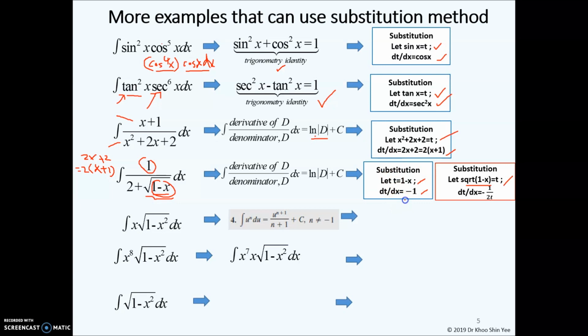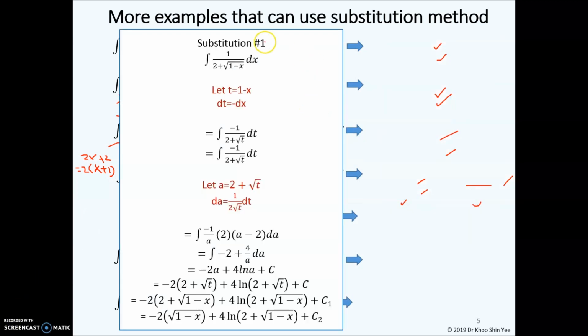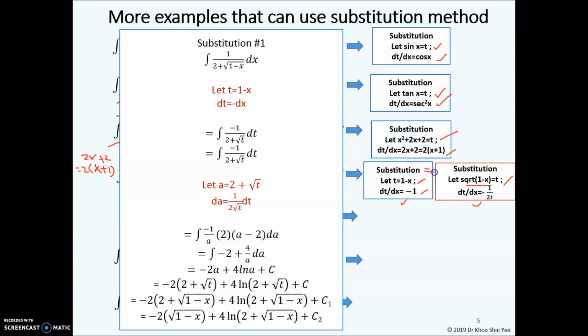So let's see how we apply these two substitutions to solve this problem. So let's start with the first substitution, which is this one. Okay, so we let t equal to 1 over 1 minus x here, dt equal to negative dx. After we substitute, we should be able to get this form. This is the same term, so don't look at this. Let's continue with this part.